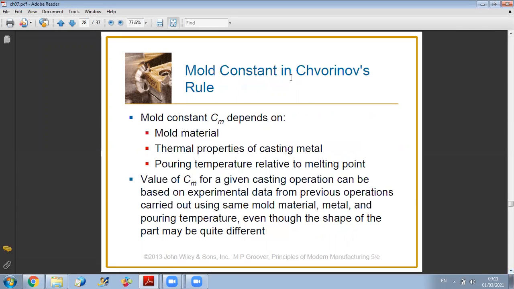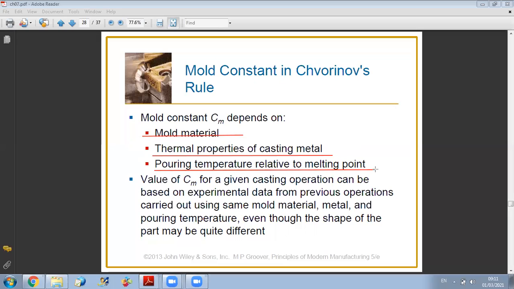Now, how to determine the mold constant? The mold constant is determined experimentally and it depends on several factors. As we said, it's related to the mold properties, so it will be affected by the mold material, the thermal properties of the casting metal, and also the pouring temperature relative to melting point.